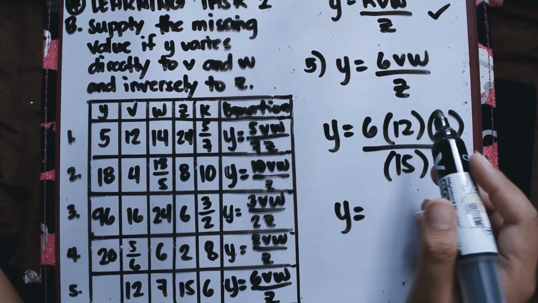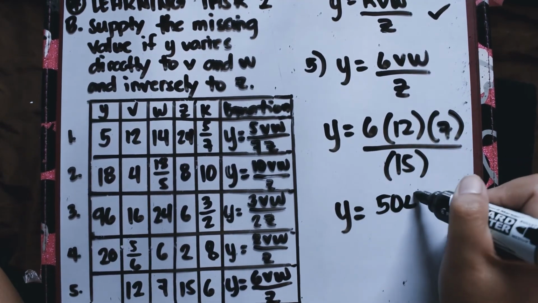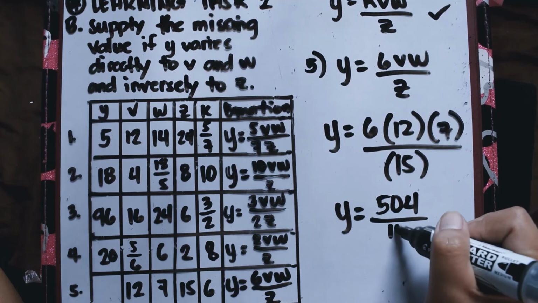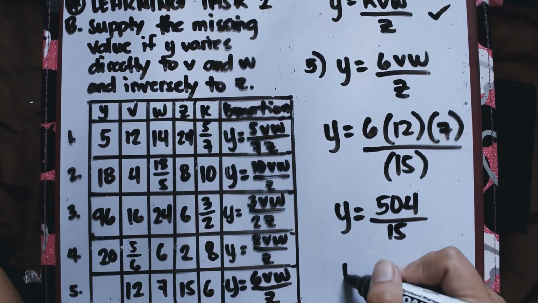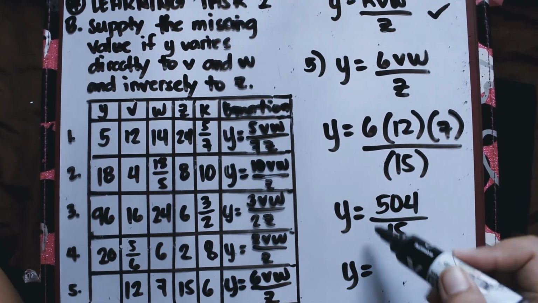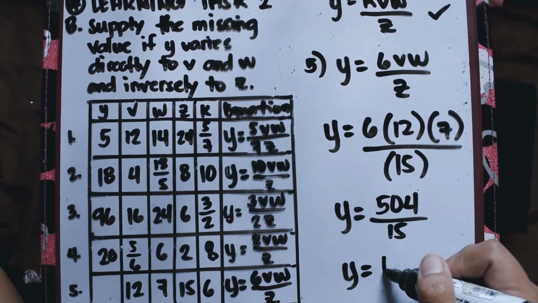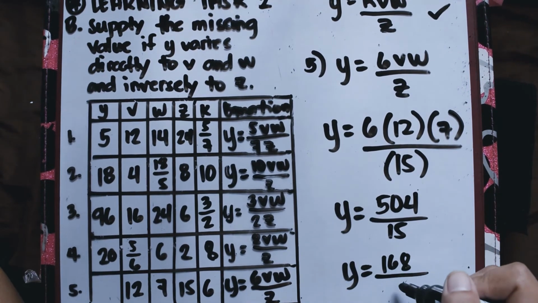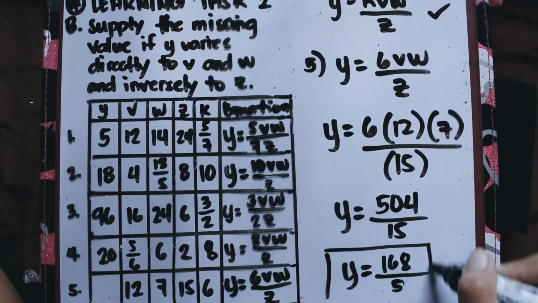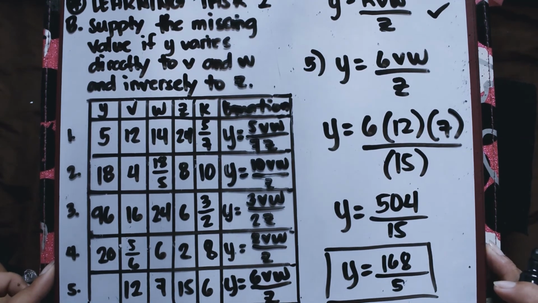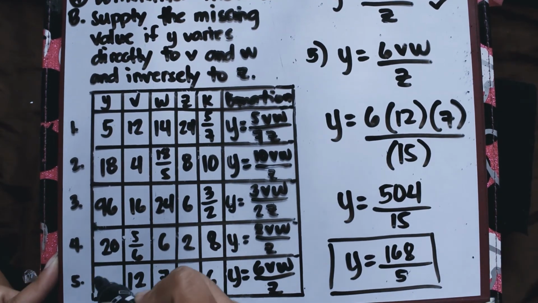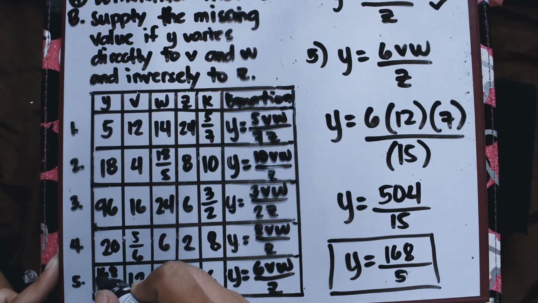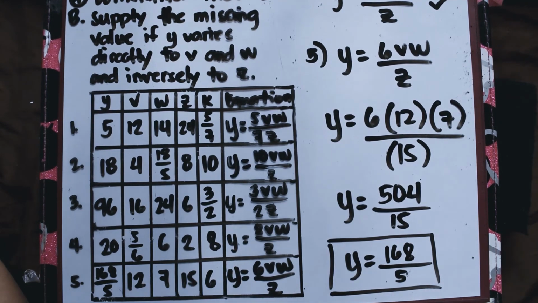6 times 12 times 7 is 504, all over 15. Next, simplify. So, we have y is equal to, i-reduce lang natin ito. So, we have 168 over 5. So, eto na po yung value ng ating y. So, we have 168 over 5. Susulat ko lang dito, 168 over 5. So, yan. Malinaw naman po, no?